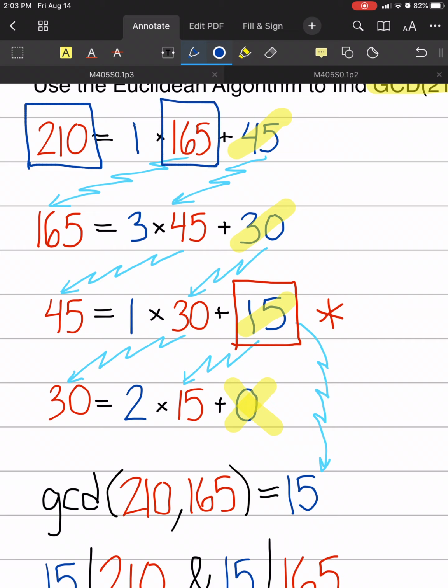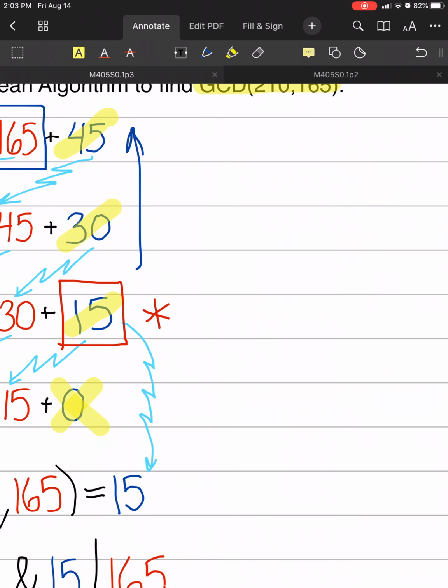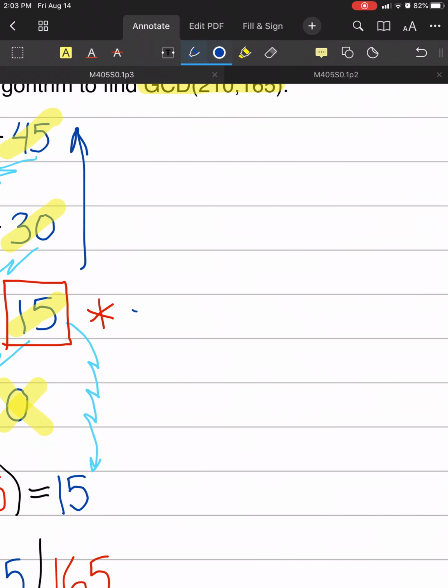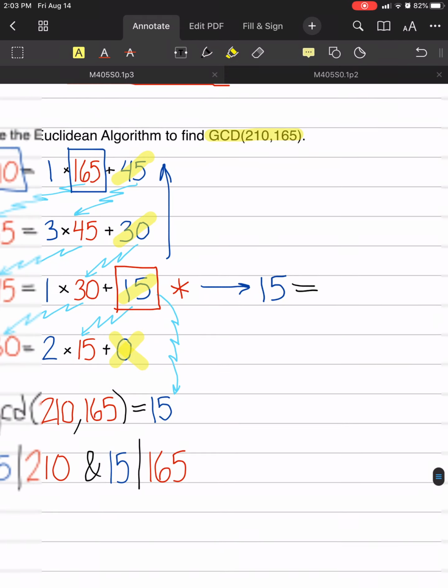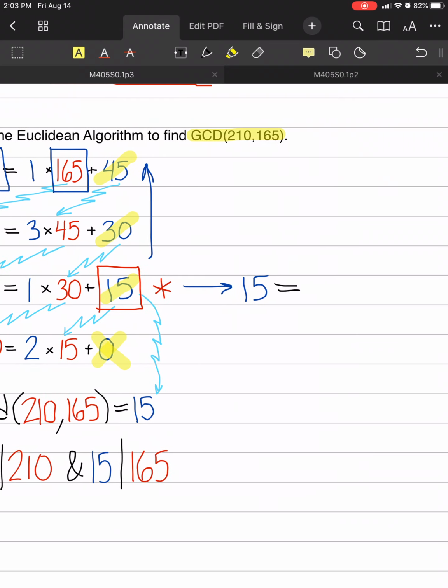What we have to do that is start with this step and then backward substitute in up to the first step. So we get everything in terms of 210 and 165. So let me actually show you how that works here. So we're going to start off by writing 15, but instead of having the equation the way we already had it, we're going to find out what 15 equals. So here I have 45 equals 1 times 30 plus 15. So I'm going to rearrange that.